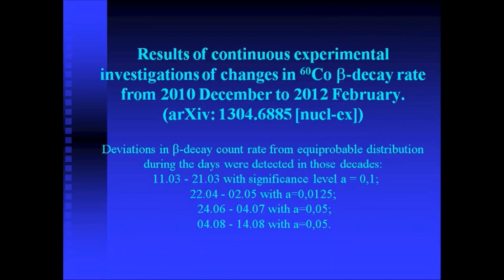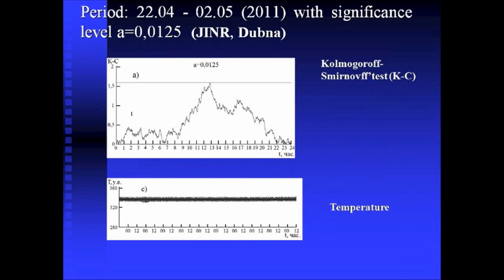In this investigation, we use the Kolmogorov-Smirnov tests for data analysis. You see, temperature is constant, but beta decay rate has a big deviation near 1 hour PM. It is 13-hour Moscow time. You see the temperature variation, but deviation of decay is very small.